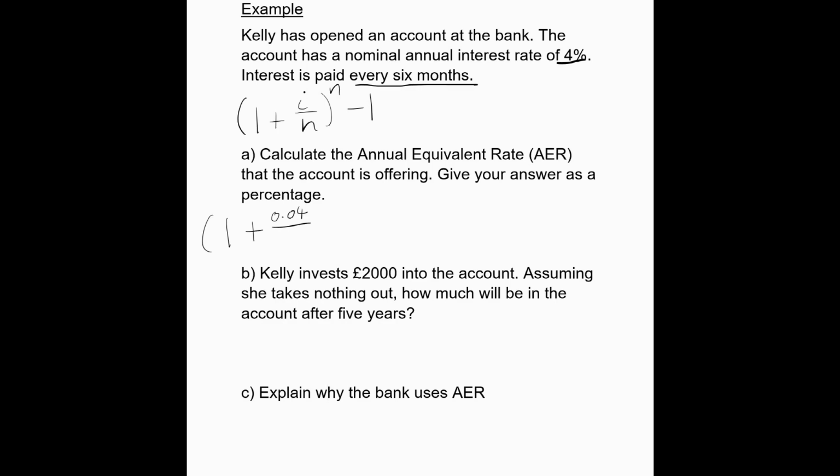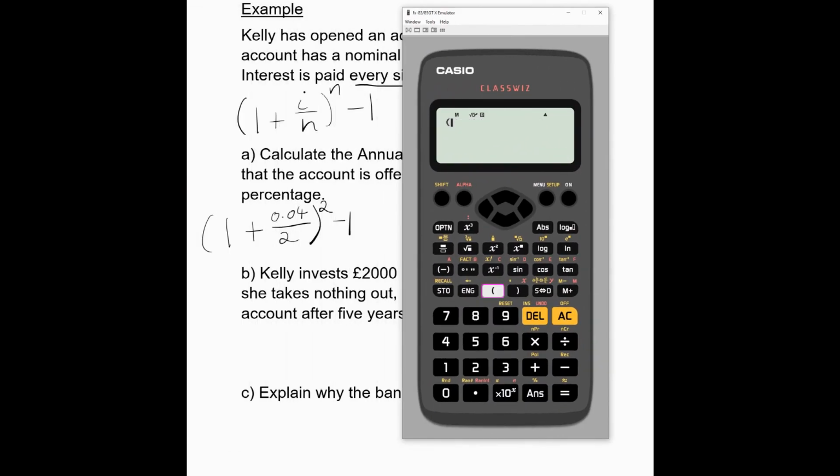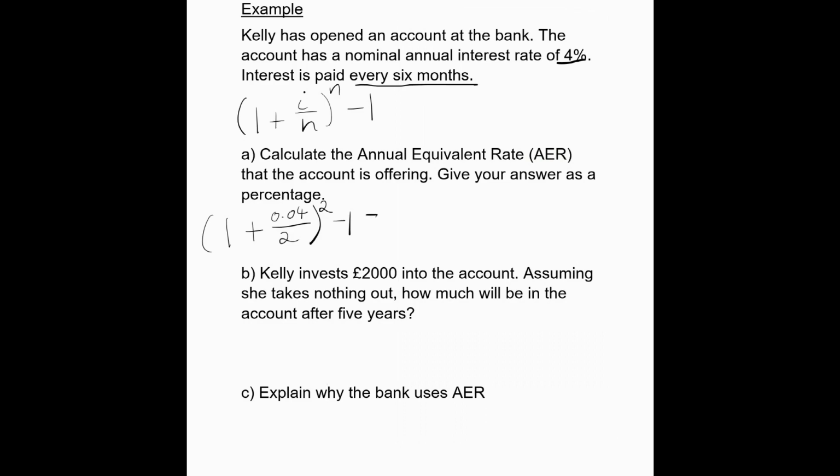Now, every 6 months, interest is paid, which is twice a year. So n is going to be 2. So I have 1 plus 0.04 over 2 squared, take away 1. I can put this into my calculator. And this gives me 0.0404, which is going to be 4.04%.